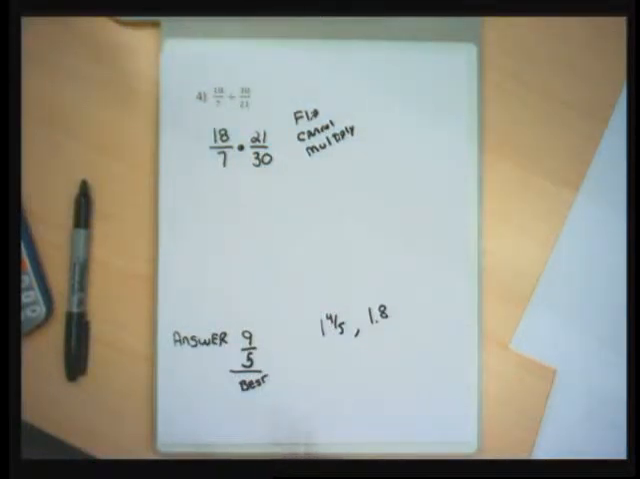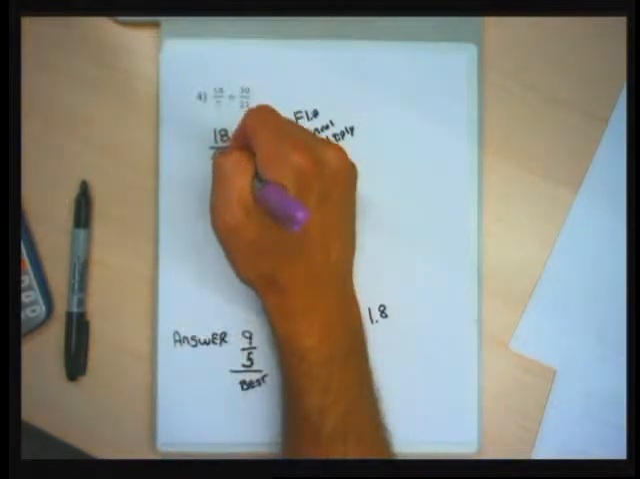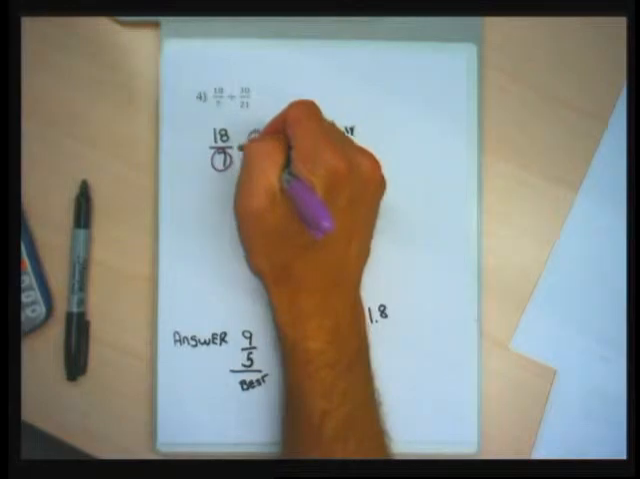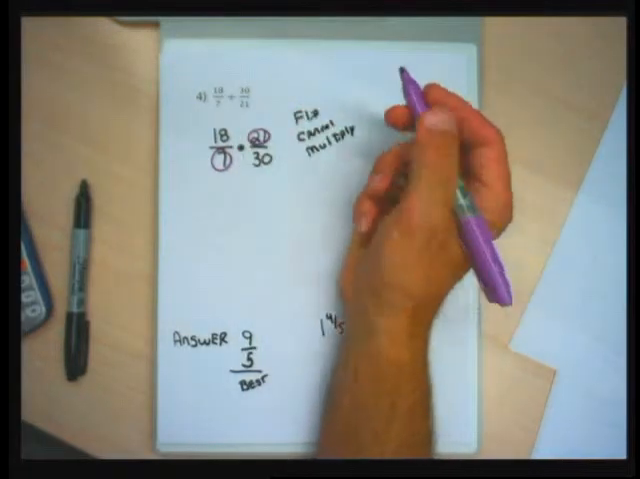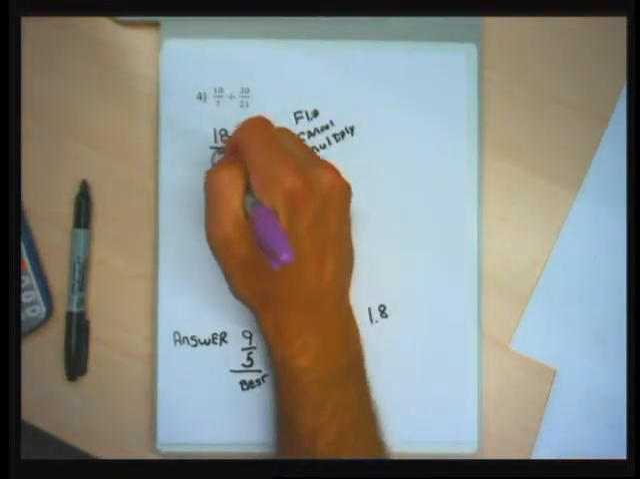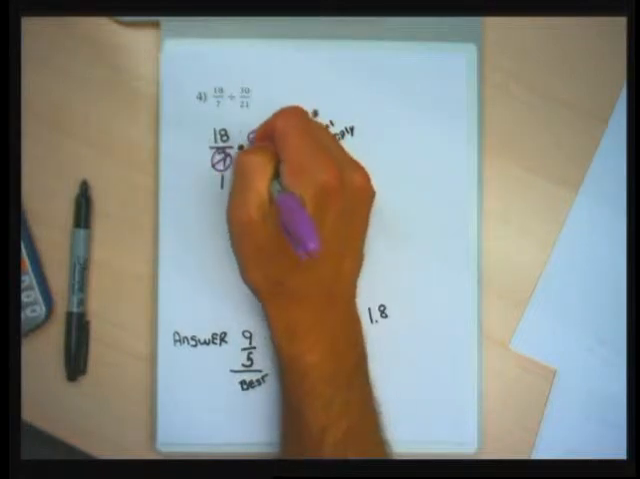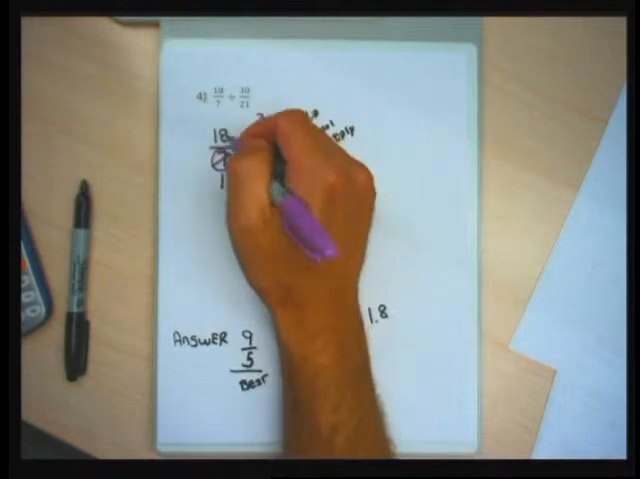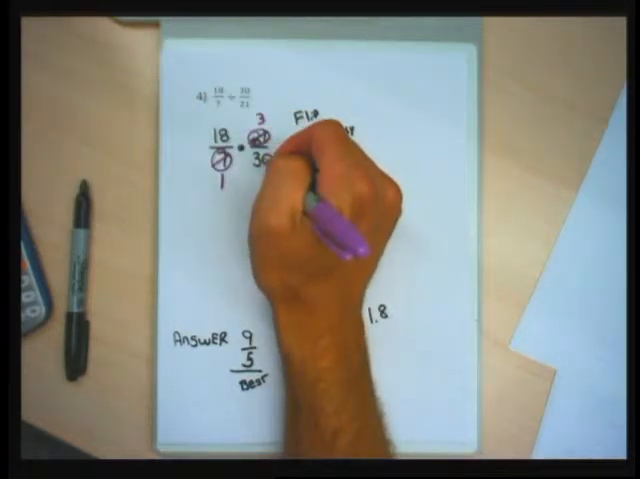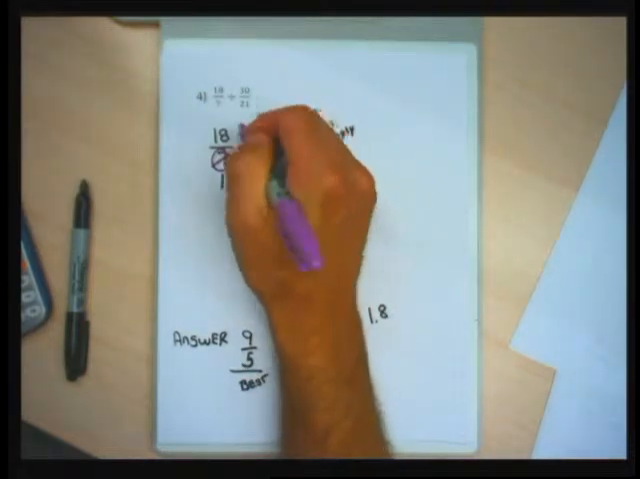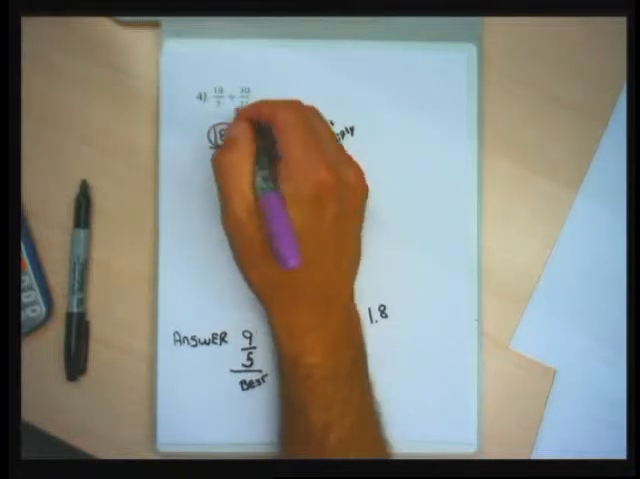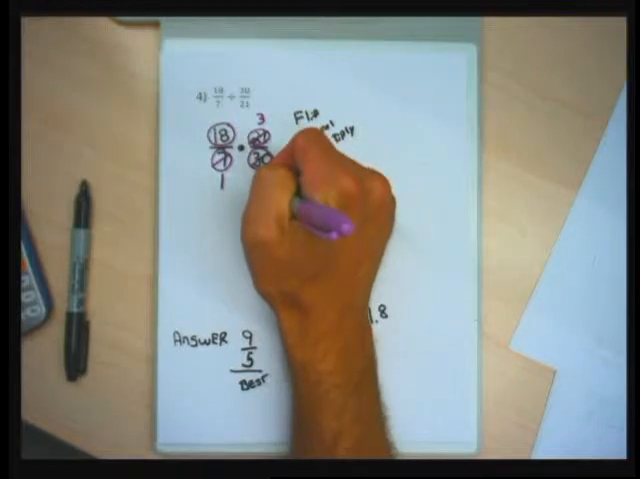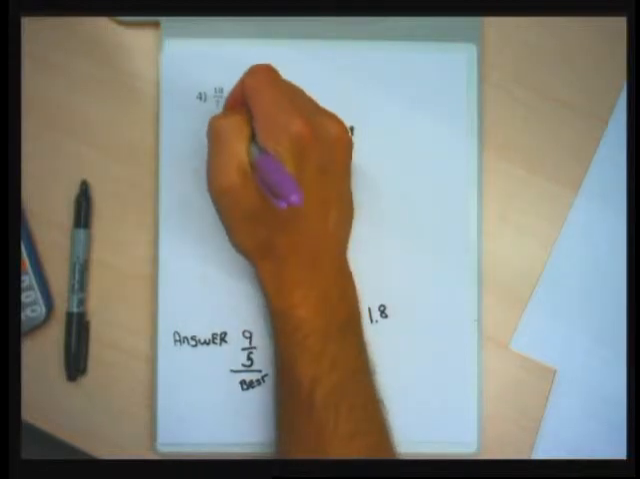So same deal. I look at the first denominator, 7. I ask myself, can 7 cancel with 18? It can't, but 7 can cancel with 21. It cancels by dividing by 7. So 7 divided by 7 is 1, and 21 divided by 7 is 3. I'm going to cancel the 30 with the 18, and the 30 and the 18 are divisible by 6. So 30 divided by 6 is 5, and 18 divided by 6 is 3.